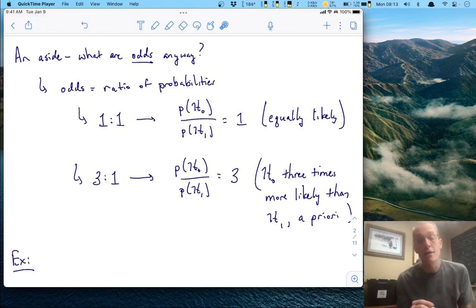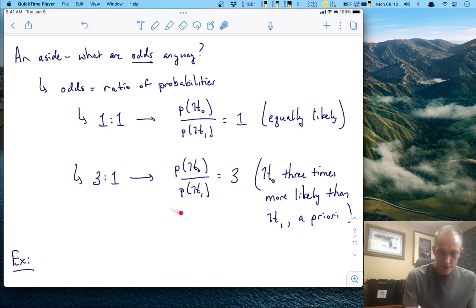On the other hand, if you had prior odds of 3-to-1 in favor of the null, like you really believed the null, then you might say that the probability of the null hypothesis is 3 times bigger than the probability of the alternative hypothesis, again, before observing data. So in this case, this fraction P of H0 over P of H1 would be equal to 3. And again, that just means that before observing any data, H0 is 3 times more likely than H1.